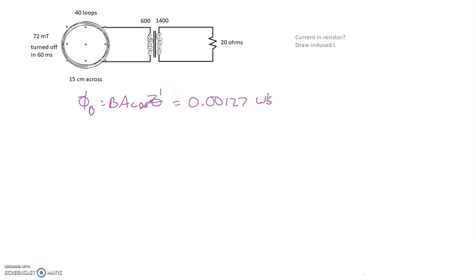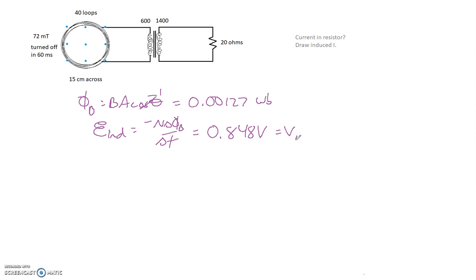Now, when I induce the EMF, induced EMF is negative N delta phi B divided by delta t, it's just going to go down to 0. So my change in flux is going to be equal to this right here, because it's going to go from 0.00127 down to 0. So if I use that in here, and I use an N value of 40, because I got 40 loops, and my delta t is the 60 milliseconds, I can find that I am going to induce an EMF of about 0.848 volts, and this would be equal to my primary voltage.